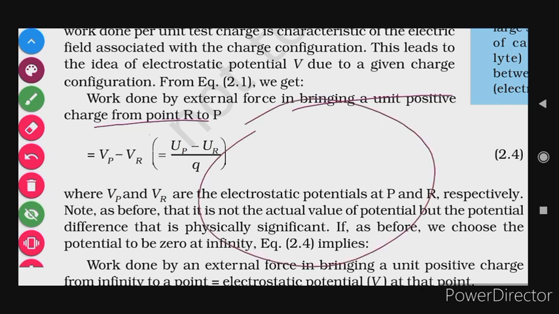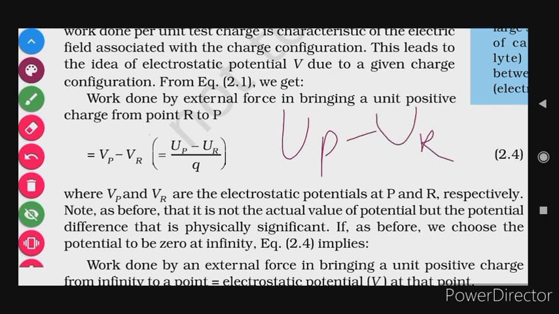Okay, you see that when there were 2 points R and P, as you have seen in the previous video, when I move the charge from this point to this point, I am doing work. So what is happening? It is gaining certain potential energy. So this is the potential energy difference. Suppose the potential energy of R is UR and the potential energy of P is UP. So what is the difference, UP minus UR?